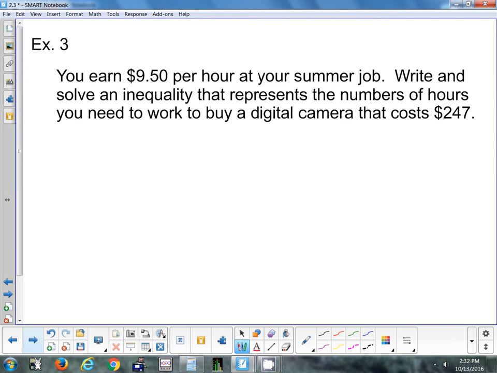All right, so what do you know about the amount of money you earn? How much does it have to be in order to afford the camera? Not quite. How much money do you have to earn to buy the camera? 247. Or more. Okay? 247 or more.